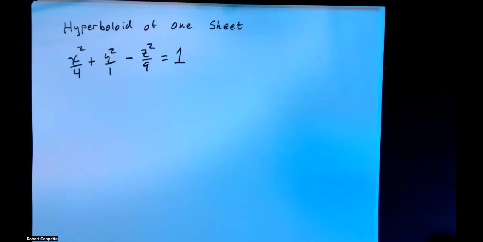We're going to look at a hyperboloid of one sheet. And the equation we're going to start with is x squared over 4 plus y squared over 1 minus z squared over 9 equals 1. And to make sense of these quadratic surfaces, I encourage you to think about the traces.